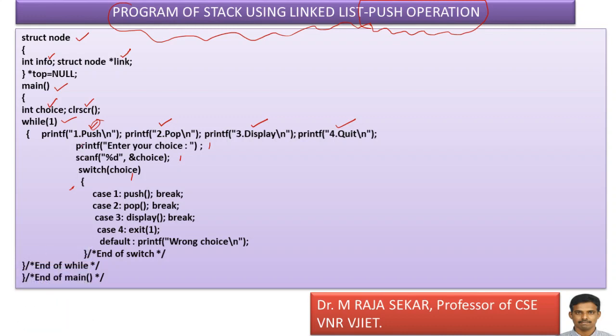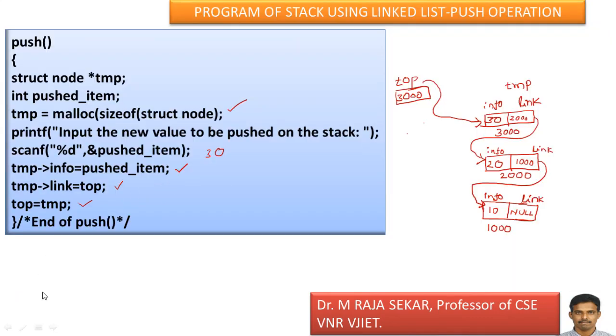What happens in case 1? In case 1, what it says, case 1 break. After this break, we will come out of the switch. End of file, we will go to the beginning of the file. Again, options will get displayed. Enter your choice means, let me say I entered 1. Choice is 1, switch 1, case 1, push. Again, I must go to the definition of this push function. Where can I write this one? Struct node star TMP, pushed and score item, int pushed and score item.